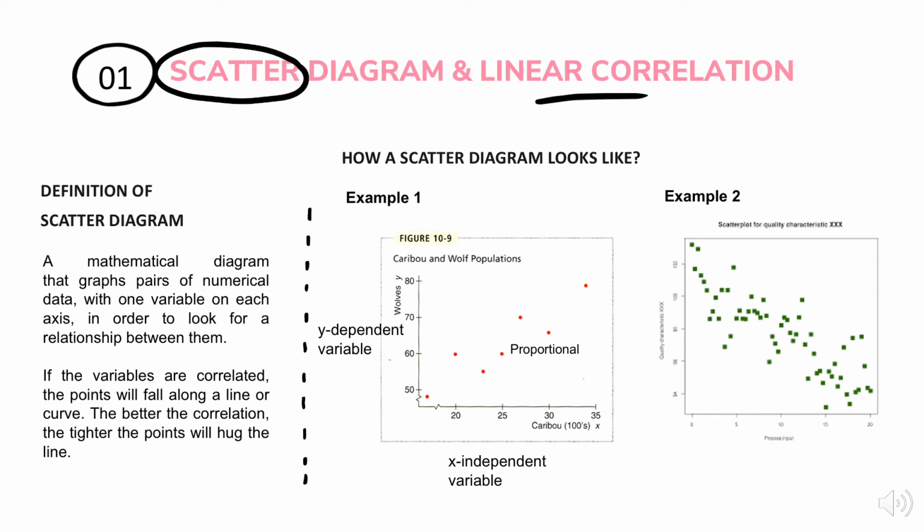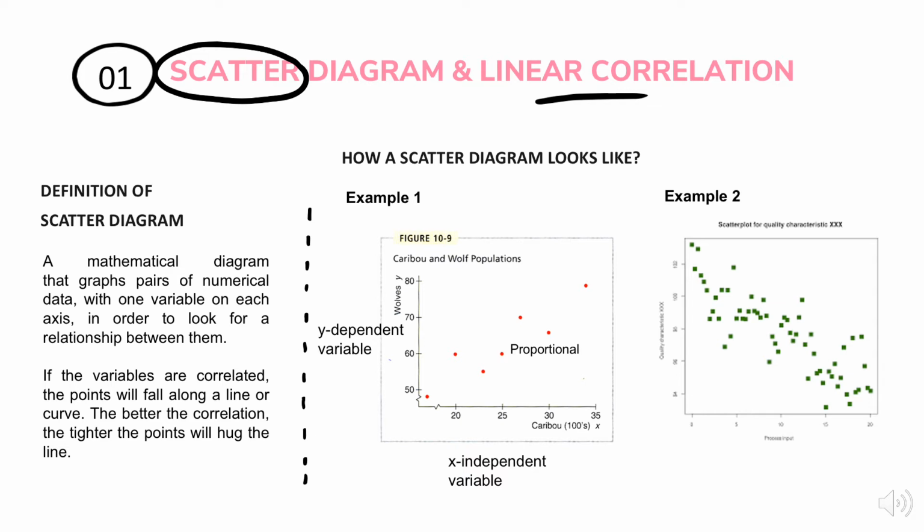But if we have a look at time, it doesn't depend on the cell concentration. No matter how much the concentration has increased, the time will just go on. So that's why it is called independent. It doesn't depend on other variables. So that perhaps illustrates what are dependent and independent variables.